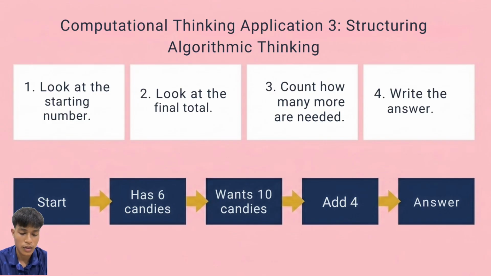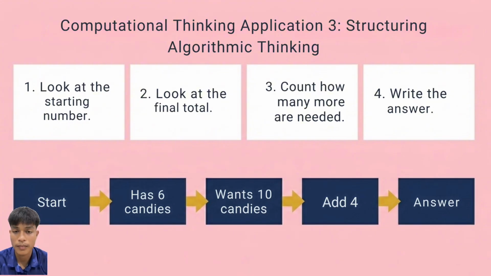We move to slide 8, algorithmic thinking. The third computational thinking skill is algorithmic thinking. Algorithmic thinking means solving a problem using clear steps. For this question, pupils can follow 4 simple steps. Step 1, look at the starting number. Step 2, look at the final total. Step 3, count how many more are needed. Step 4, write the answer.